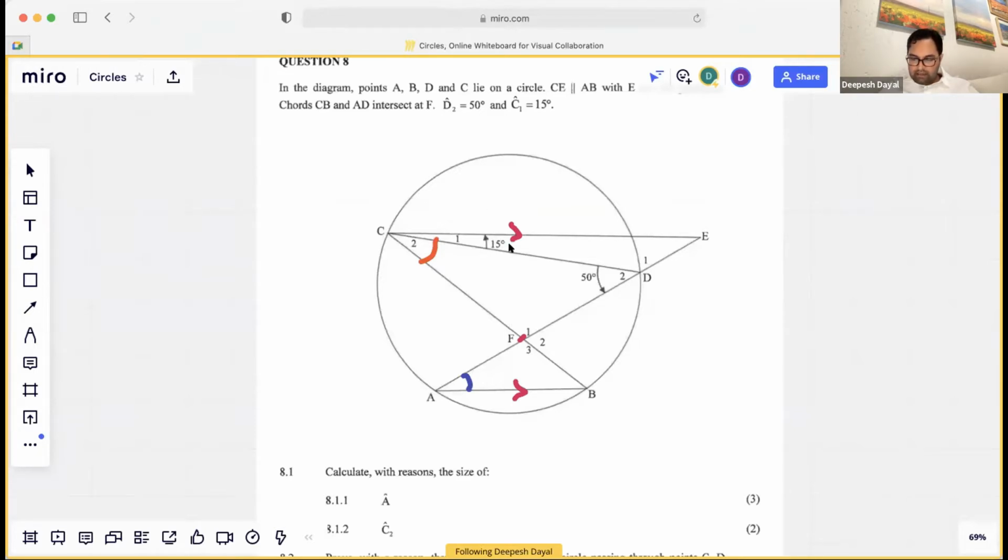A you say is 50 degrees, angles in same segment. Yes, there is angles in same segment here. However, I don't think it's 50. We must just check there.